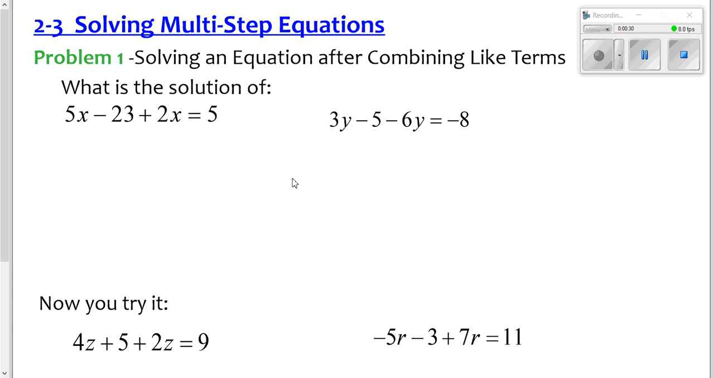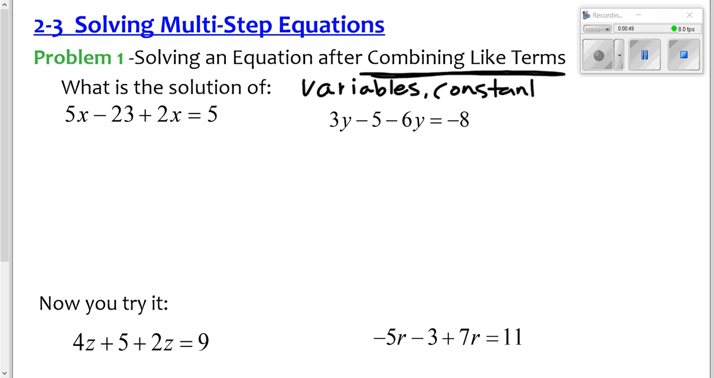We also want to do something called combining like terms. So that's this right here. Combining like terms is putting things together that are the same. So that might be variables. It might be constants. Constants, remember, are just numbers without a variable. So you've got to look for them, and they need to be on the same side of the equal sign.